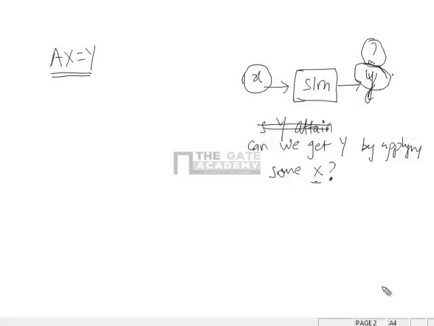Correct? Say for example, I can even take this class as a system. See, the desired outcome of this class is what? That all of you should clear GATE successfully. So that is the desired outcome. The class going here is the system.